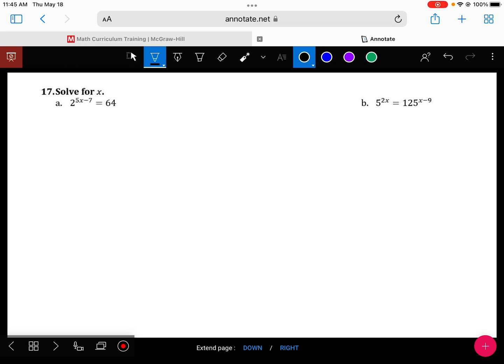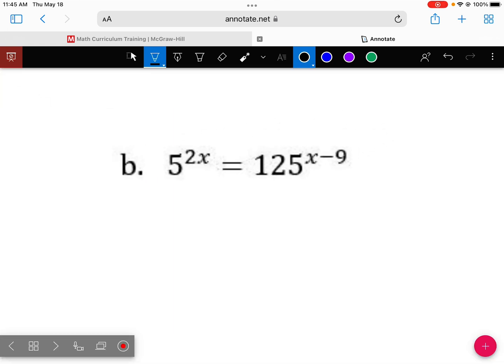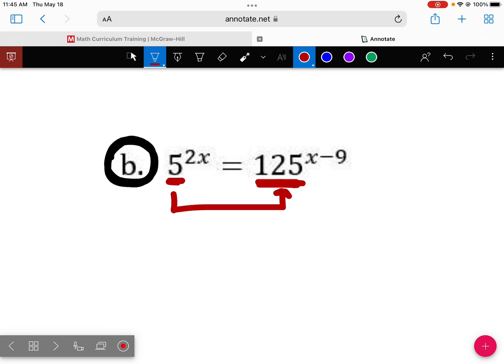Right, 17b. So this is not a log. We're not going to have to use logs to solve this, no. First thing I look at here, I need these bases to be the same. Are these the same right now?